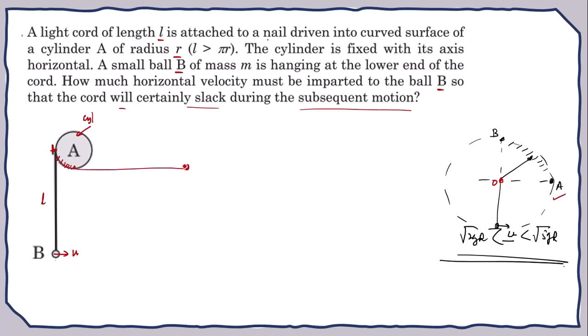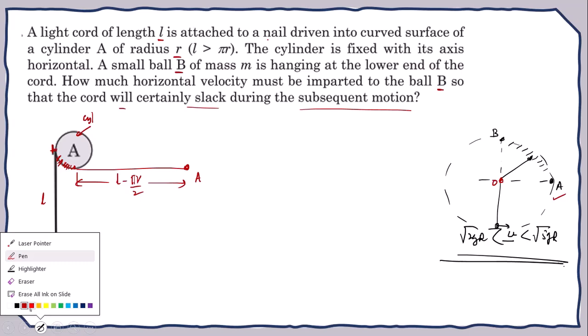Now this is the position of the ball B. At this position, what is the radius of the circle? This is the radius of the circle. That should be L minus pi r by 2. Why? Because pi r by 2 is the length of this portion of the string that has already been wrapped around the cylinder. So this is the corresponding point A in the vertical circle.